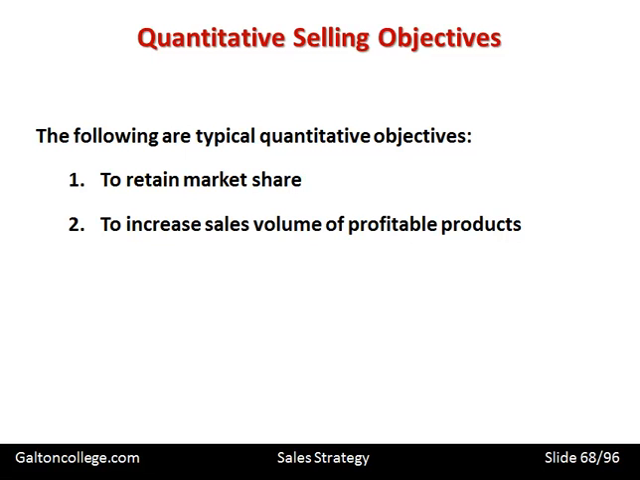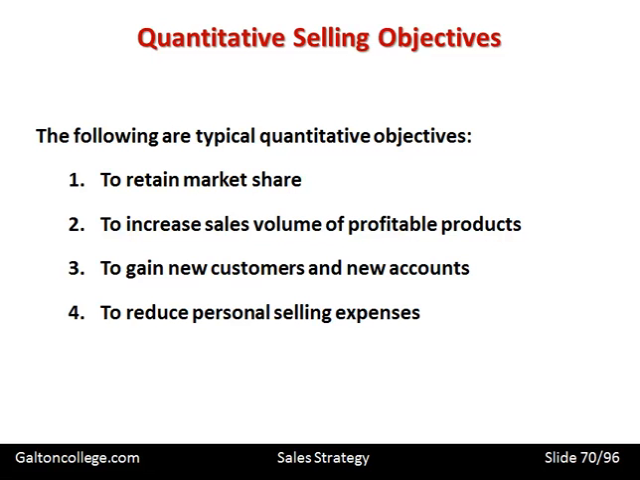Increase sales volume of profitable products. Grow new customers and new accounts. Expand the customer base. Reduce personal selling expenses. That's quantitative. Work out how much it is to sell the product. Perhaps what's the selling cost per item sold, and monitor that figure.